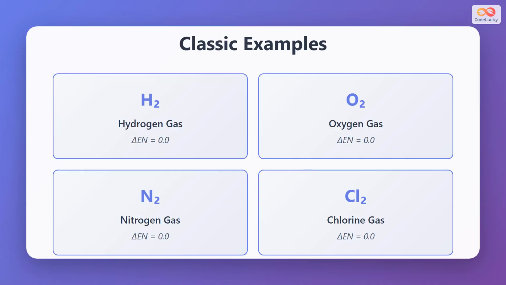The most common examples of nonpolar covalent bonds occur in diatomic molecules made of identical atoms. Hydrogen gas, H2, has an electronegativity difference of 0.0 because both atoms are hydrogen. Similarly, oxygen gas, O2, nitrogen gas, N2, and chlorine gas, Cl2, all exhibit perfect nonpolar covalent bonds. Since each molecule consists of two identical atoms, the electronegativity difference is exactly zero, making these textbook examples of equal electron sharing.